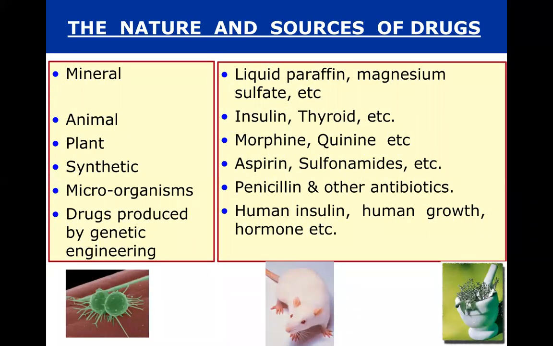The nature and sources of drugs come from several sources, maybe from mineral like liquid paraffin, magnesium sulfate, or from animal source like insulin or thyroid hormone, or from plant origin like morphine, which is a fruit, or quinine, or maybe synthetic like aspirin or sulfonamide, or maybe originated from microorganisms such as penicillin or other antibiotics, or the drugs produced by genetic engineering, like nowadays most of the human insulin and other hormones come from genetic engineering rather than from animal origin.